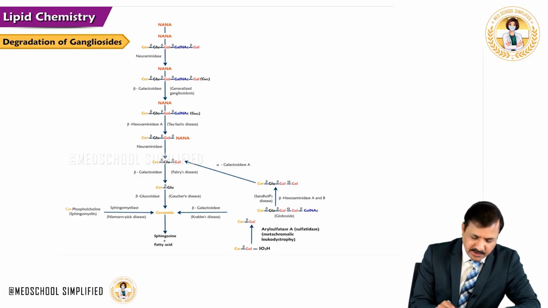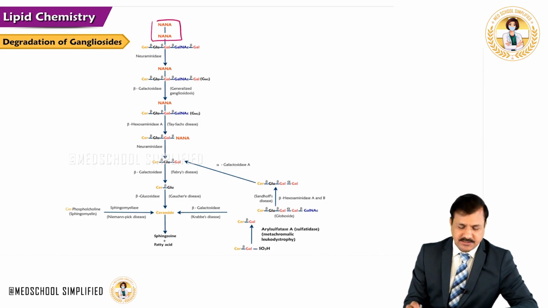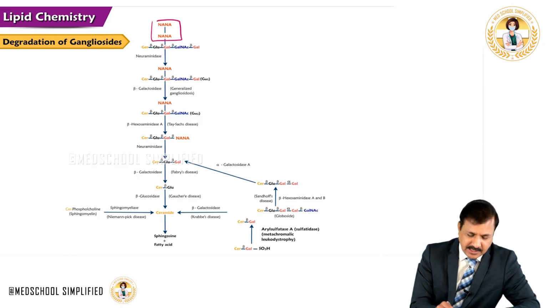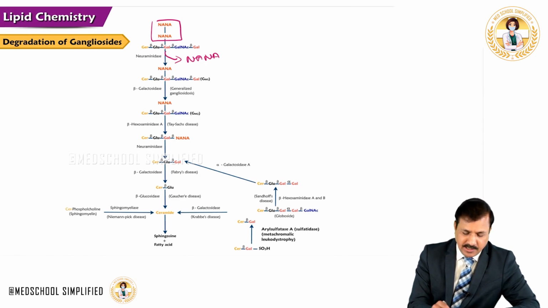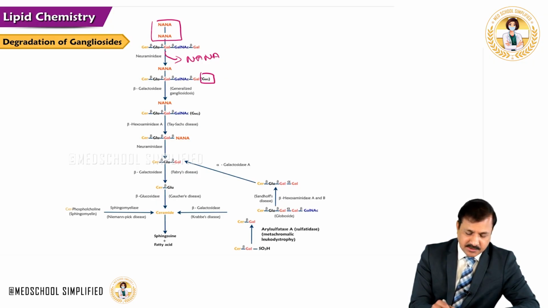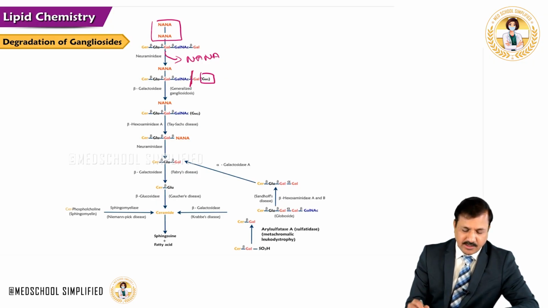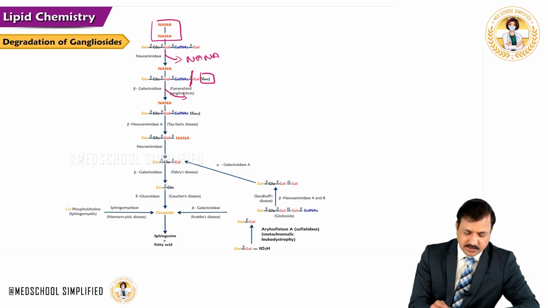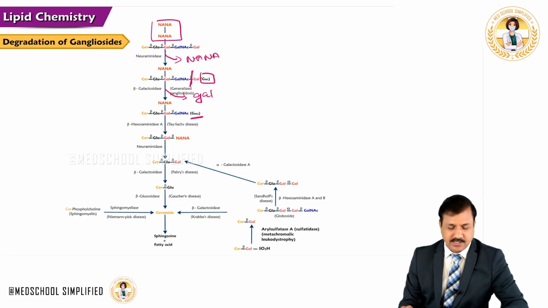Here in this molecule, there are two neuraminic acids present. The neuraminidase enzyme is going to remove one of the neuraminic acids and release it. And the remaining molecule we get now is GM1 ganglioside. Now, the beta-galactosidase enzyme is going to break a beta bond here and release galactose. And the rest of the molecule now is GM2 ganglioside.